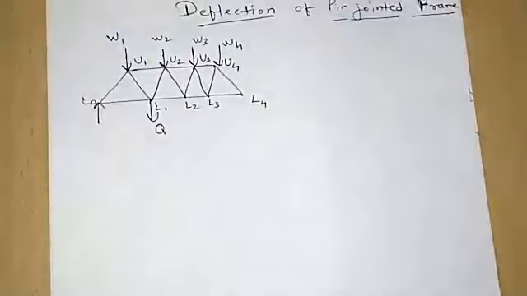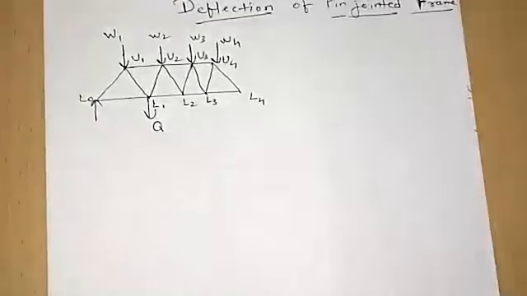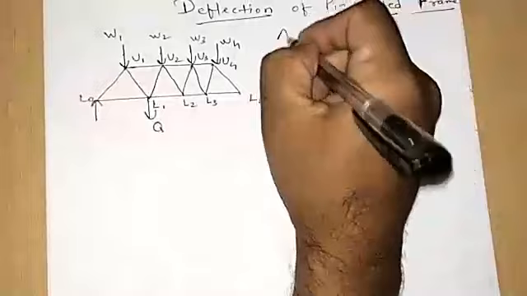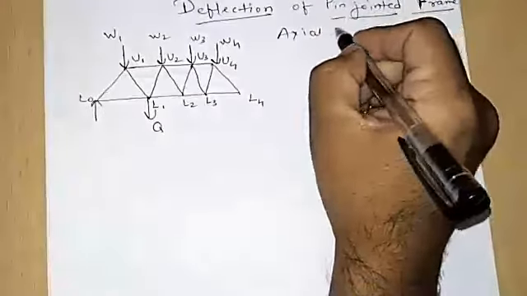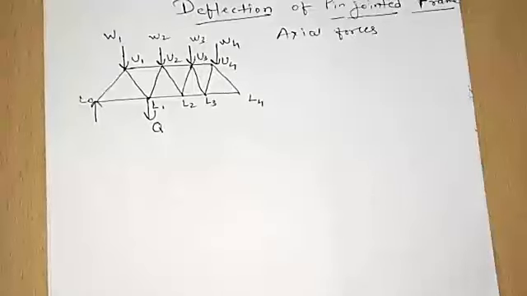So basically, when we consider a pin jointed frame, then members basically carry only axial forces. So all the members will carry only axial forces, and the total strain energy of the system, if you want to calculate, would be the sum of the strain energy due to the direct forces acting on it in various members.